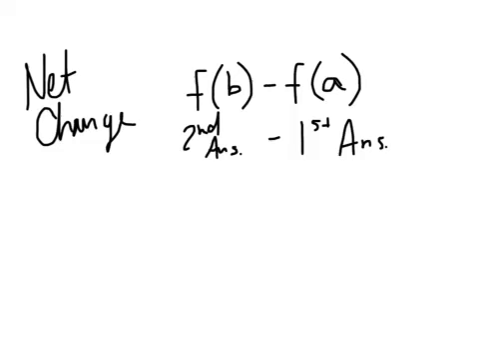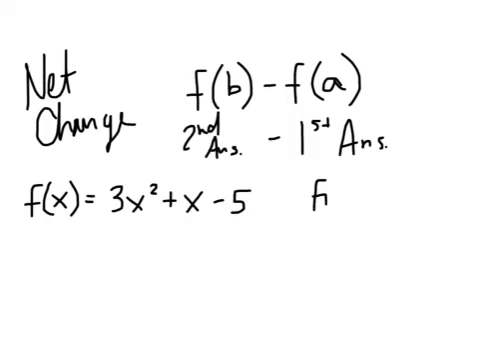So to use one of the previous functions that we had, it was 3x squared plus x minus 5, from, now let's say, 1 to 5. So what it's going to say is, what's the net change from 1 to 5? How does it change? Does it go up? Does it go down? What is the change? So the first thing that you need to do is insert each number.